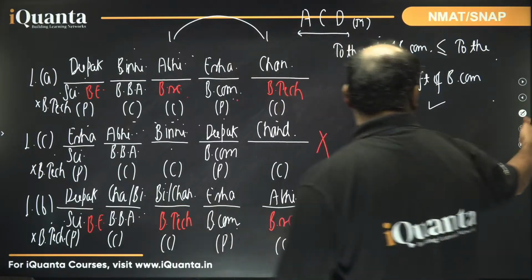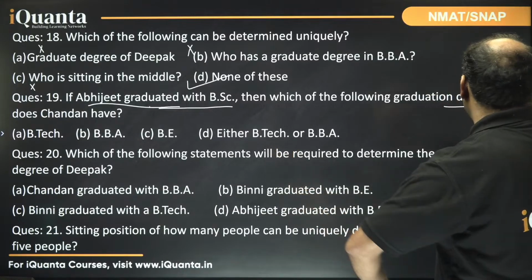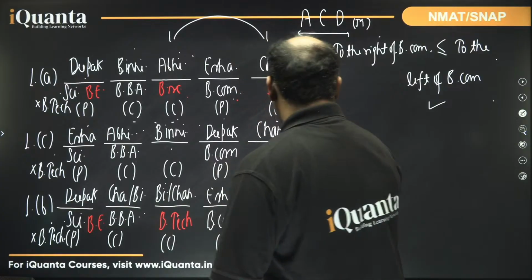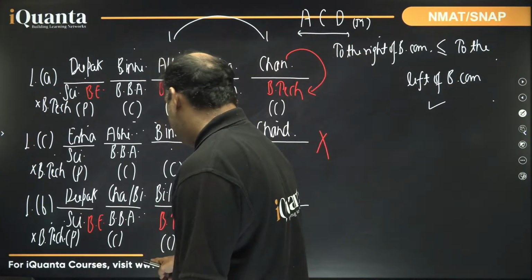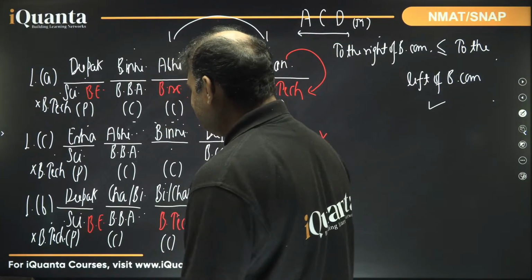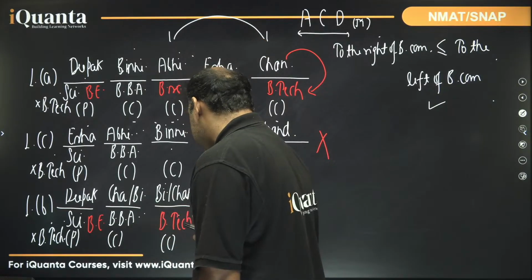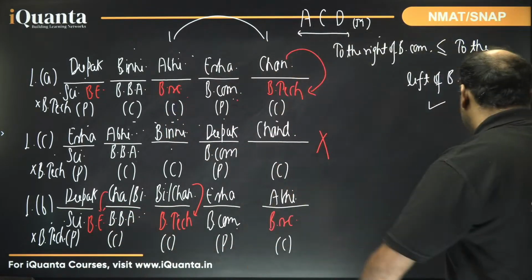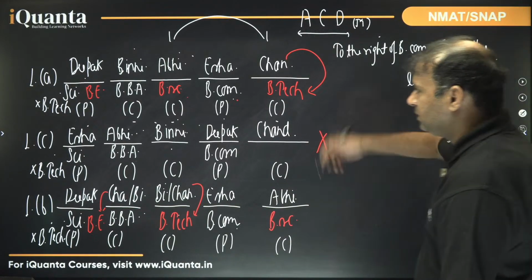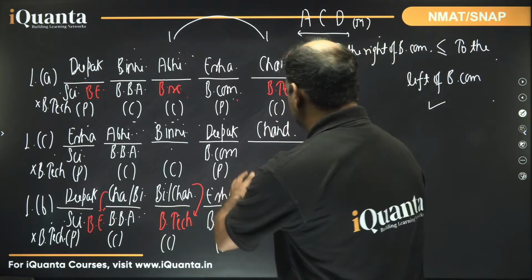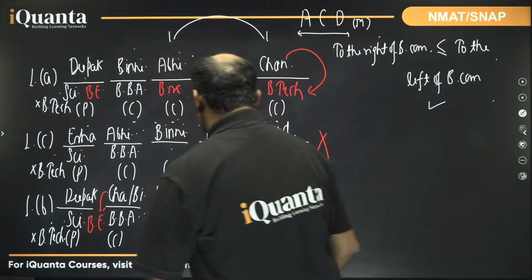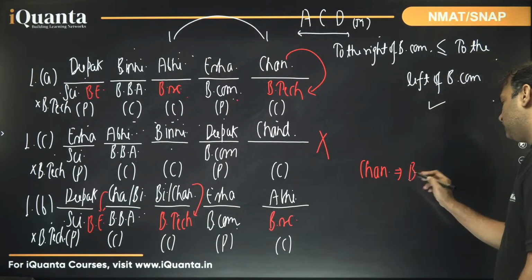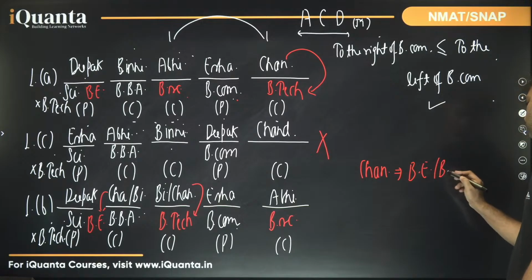Now the question is about Chandan, right? That Chandan is having which degree? So in the first case, Chandan is having BTech, right? This case is cancelled. In this case, guys, we are not sure where Chandan is sitting. If Chandan is this, Chandan is again BTech. If Chandan is this, Chandan is BE. So overall, by mixing all the points, in this case Chandan is BTech, this is not possible. In this case Chandan is BTech or BE, so Chandan can have either BE or BTech, right guys?